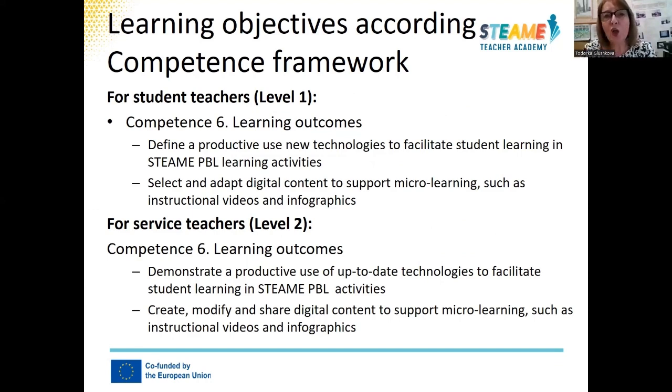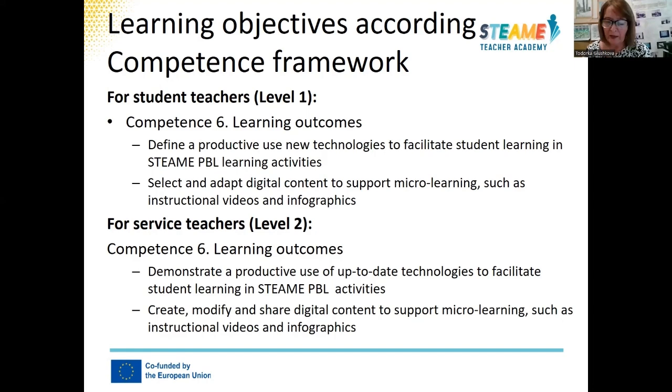We can see learning objectives according to the competence framework. The teachers will be divided into 2 groups. Student teachers are in level 1, and in-service teachers in level 2. The 2 groups of teachers reach competence 6, and the learning outcome for this competence for the first group of teachers is to define a productive use of new technologies to facilitate students' learning in STEAM project-based learning activities.